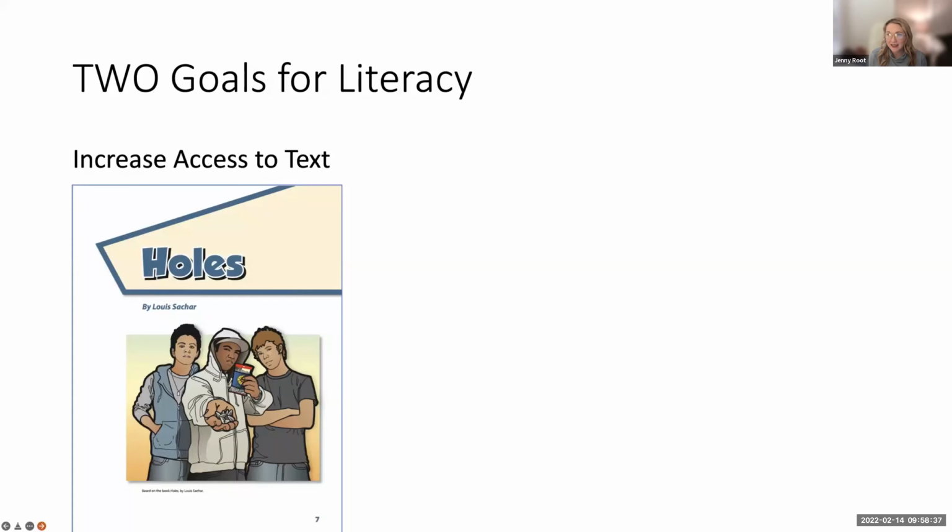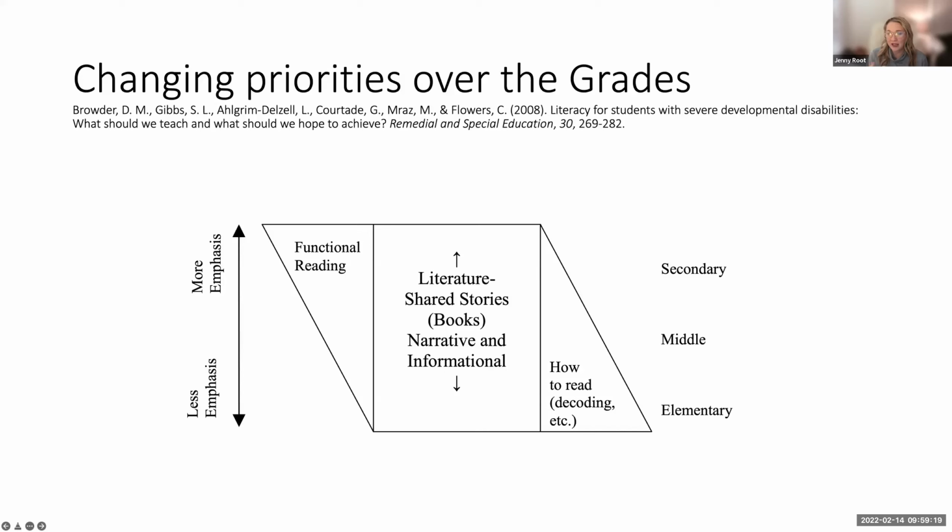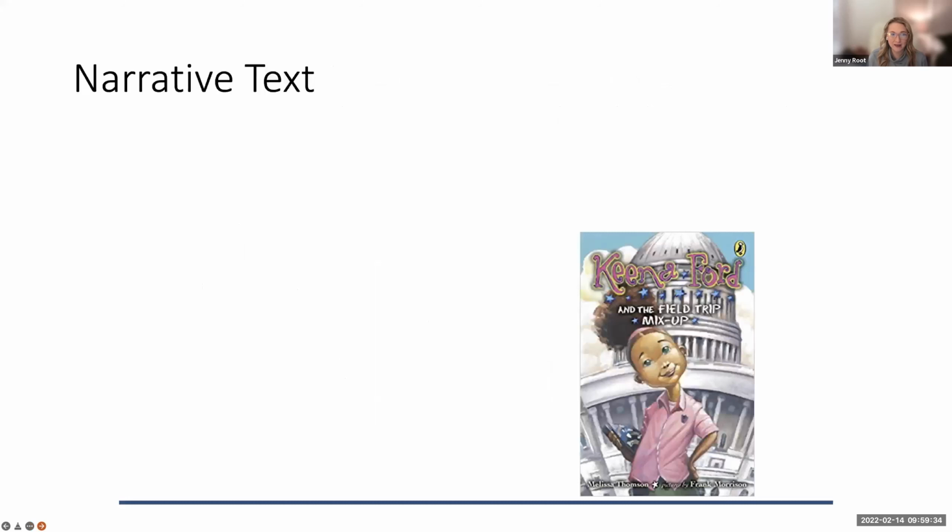And then this quote unquote functional reading or more personal applications should be more tailored to those individuals as they get closer to transition age. But throughout school, there should be a consistent emphasis on shared stories of both narrative and informational texts.